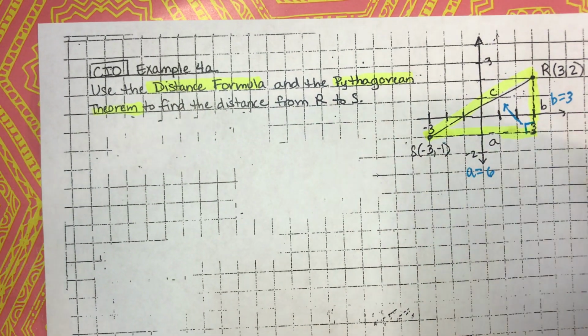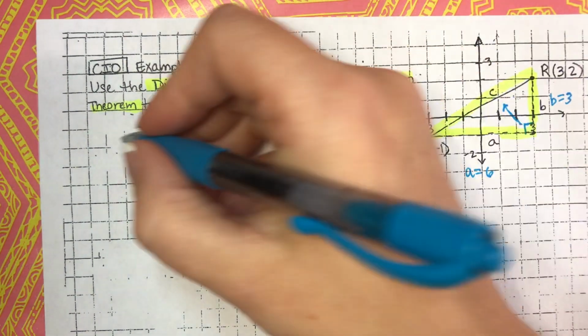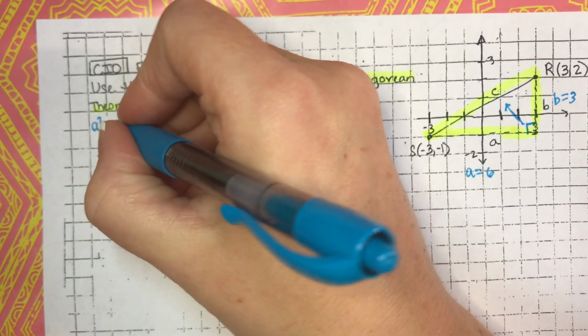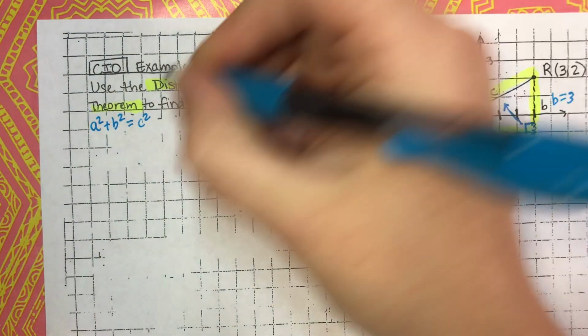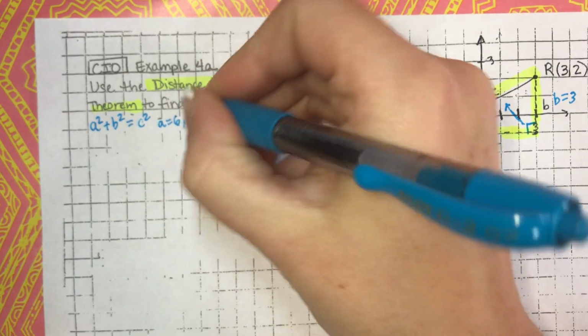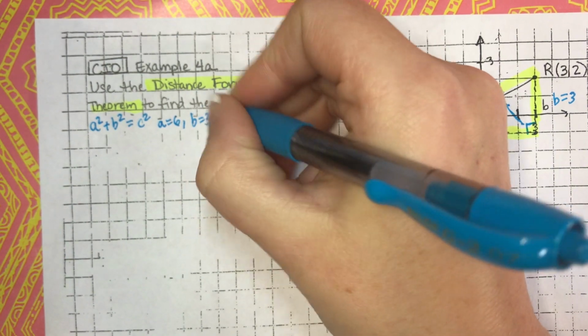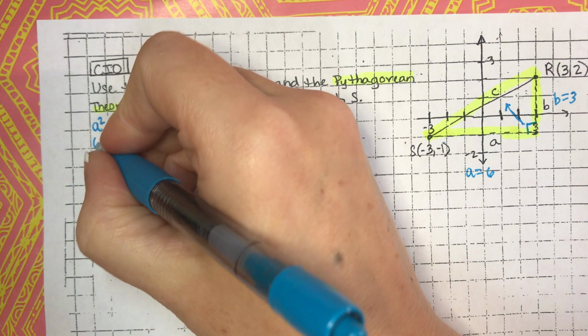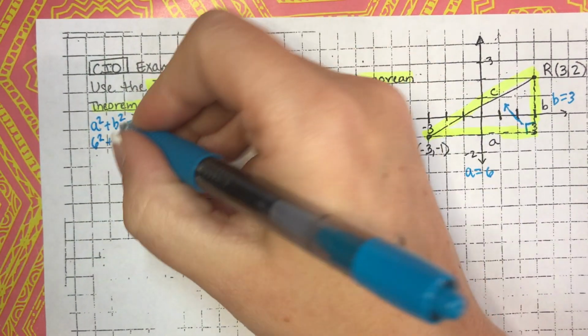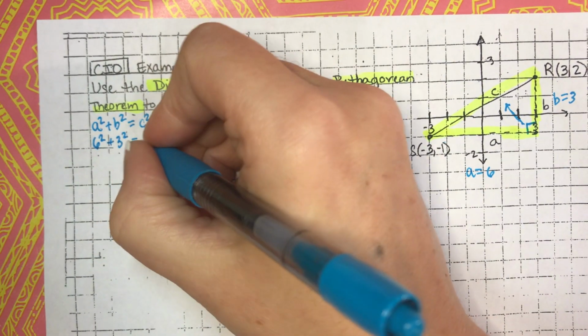So let's go over here and write down our Pythagorean theorem. A squared plus B squared equals C squared. Let's define our terms. A is equal to 6 and B is equal to 3. And then we just substitute those in. 6 goes in for A, so we have 6 squared plus 3 goes in for B. We have 3 squared equals C squared.